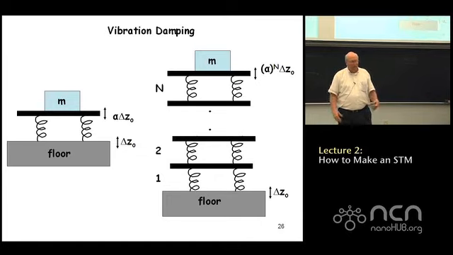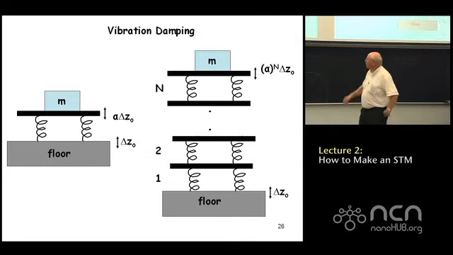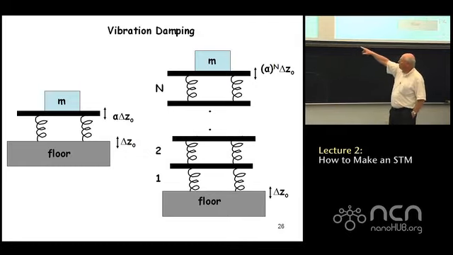The vibration control can be as simple as a sequence of springs between different stages, right? I tried to make the case here that if the floor vibrates by an amount delta Z naught, and you connect a platform to the floor, then the platform vibrations will be attenuated by a factor alpha times the vibrations of the floor, right? So that's for one stage. If you build in multiple stages of vibration isolation, then you get an alpha to the n advantage in principle.